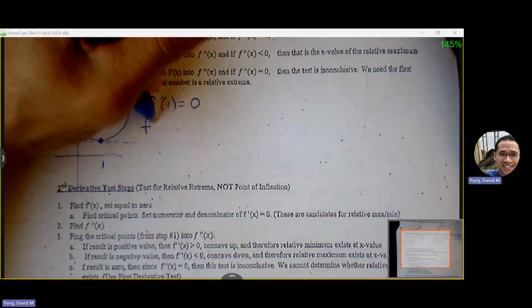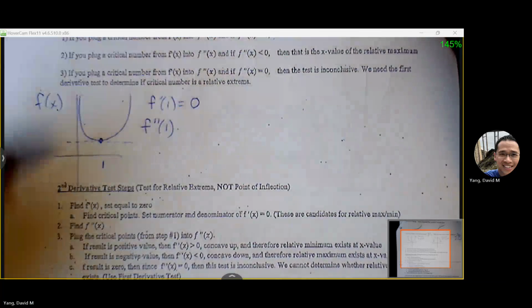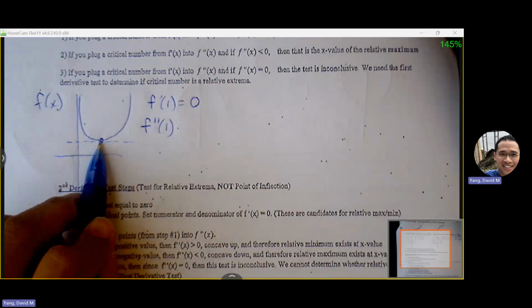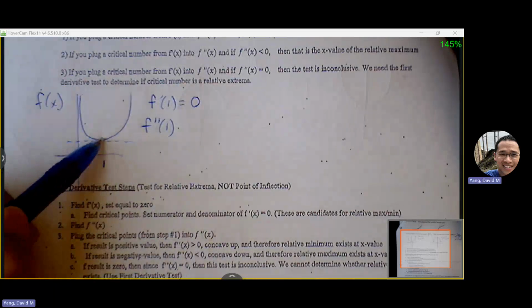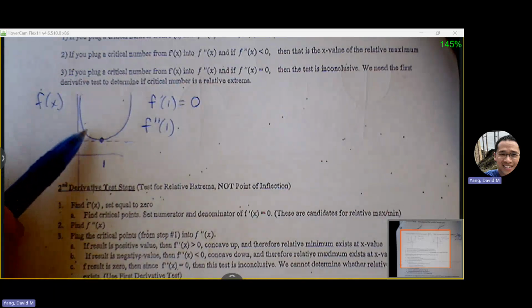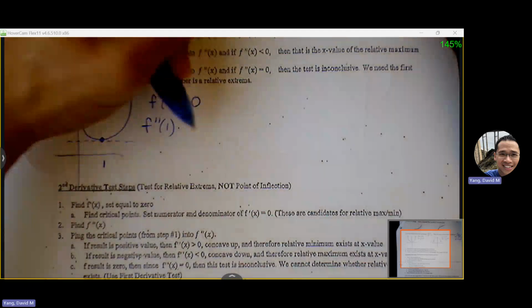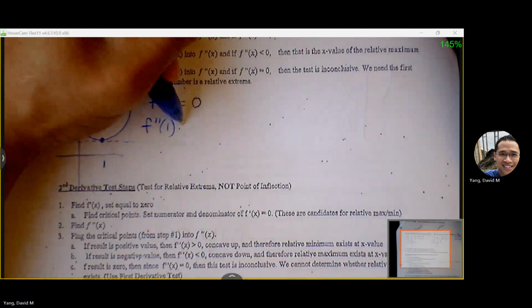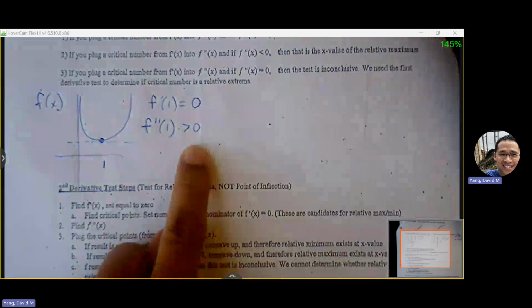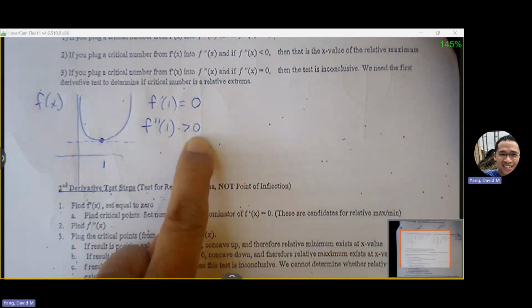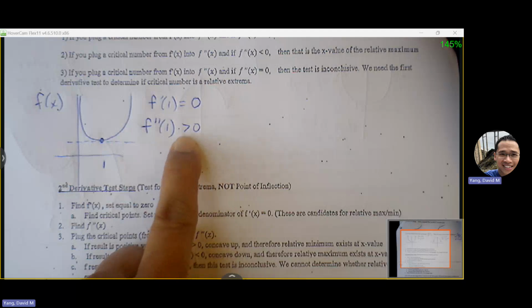What about f double prime at 1? At this point, what is the concavity at this point? It's part of a what? Concave up. So therefore, f double prime of 1 will be greater than 0. It could be 3, it could be 6, it could be 12. It's basically any number that you see is going to feel a little abstract. Just understand that it has to be positive.